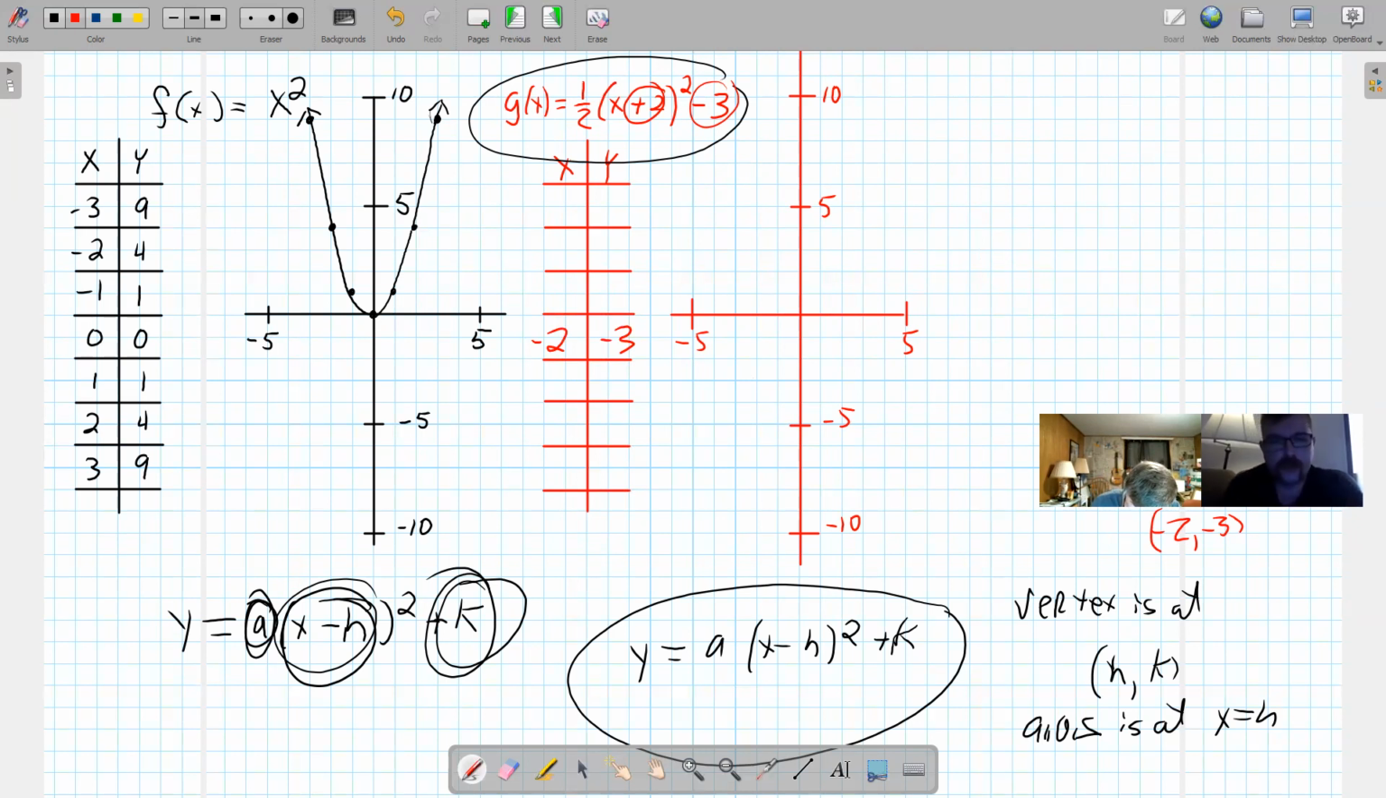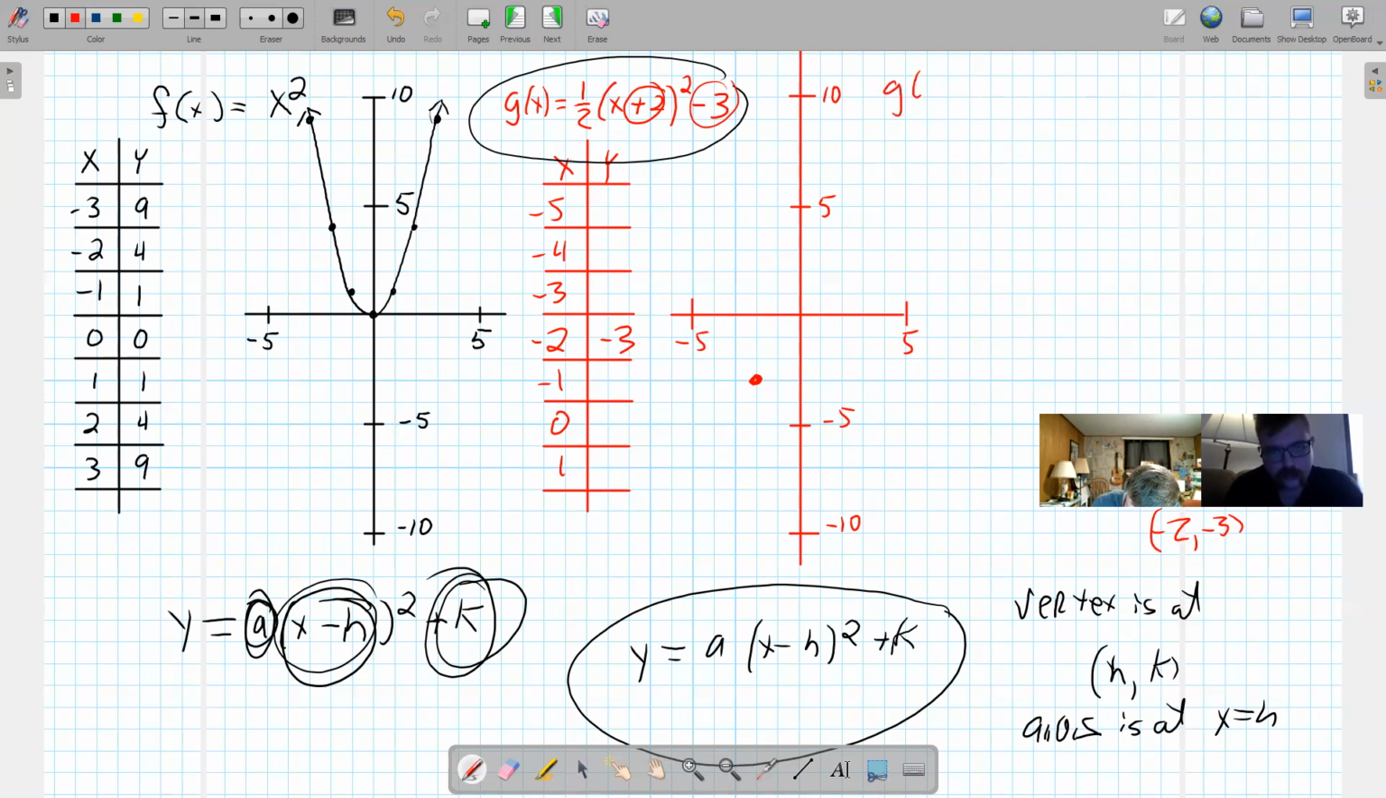-2, -3 is right there. From here, I'm going to go up by integer values and down by integer values. Okay, so I put the vertex at the center of my table, and then I'm going to calculate these other values. All right, this is going to take a bit, but here we go.